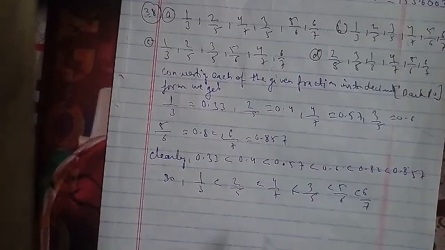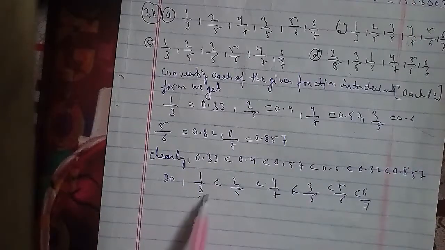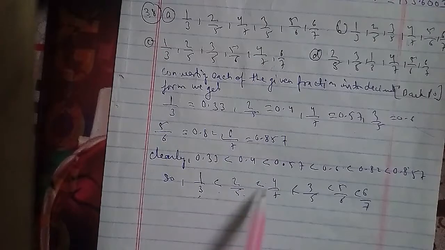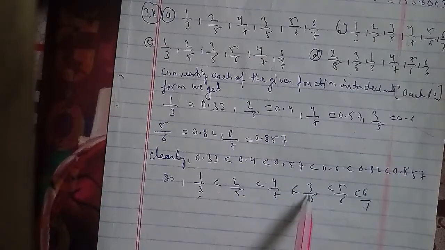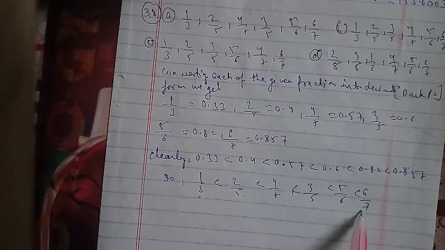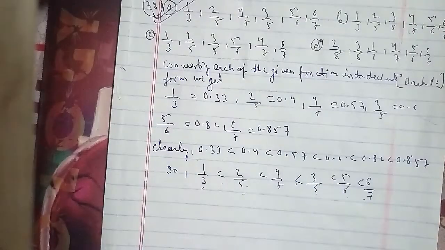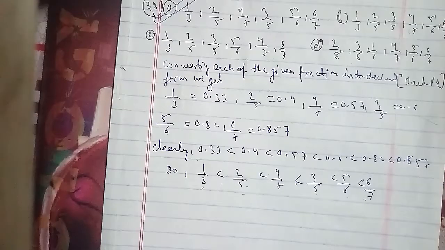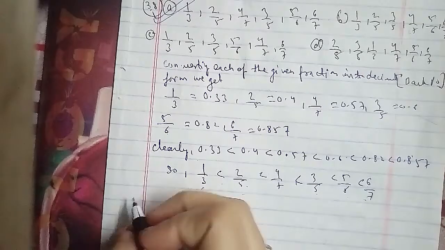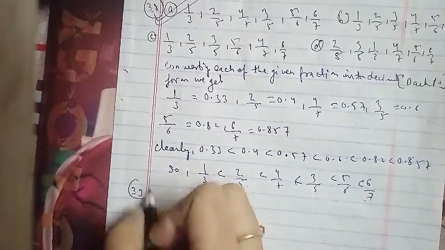So that will be the answer here: the sequence 1 by 3 is less than 2 by 5, less than 4 by 7, 3 by 5, 5 by 6, and 6 by 7. So option A will be the right answer for this question. Now we will go ahead with another question, the 39th question of the session.